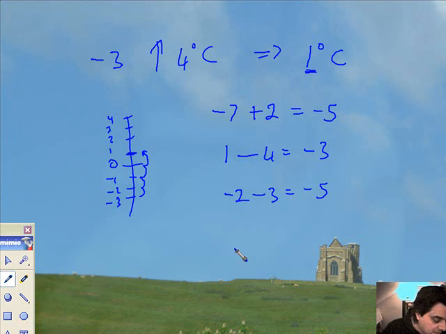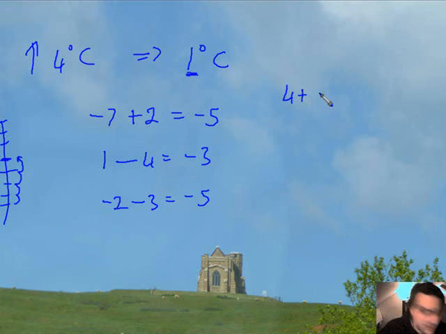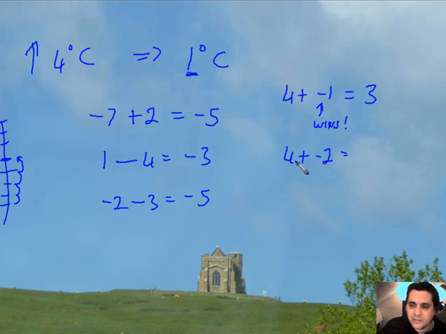Right, I fancy question 5. We have some directed numbers here. So I've got 4 plus minus 1. Well, 4 plus 1 is 5, but 4 plus minus 1 coming in the other direction, we're down to 3, because the minus wins. So 4 add on a negative 1 gives you 3. Same way, 4 add on a negative 2. Well, that's like saying 4 minus 2. 4 take away 2 is 2.